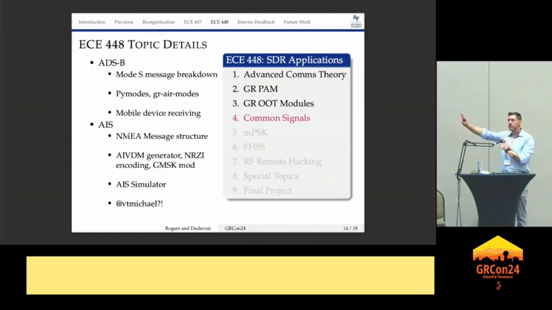And what I'll do here is give them some exposure to the standards, right? We'll pull up the standards document, look through it, and pull out the relevant information about what the modulation type is, what the pulse length is, what the power needs to be, all these things.